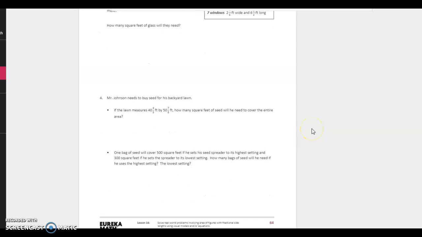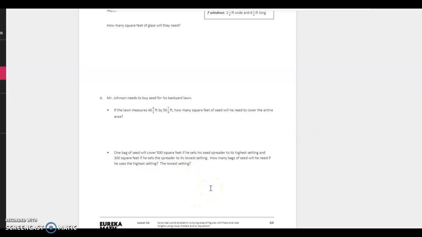Last thing, number 4, Mr. Johnson needs to buy seeds for his backyard lawn. If the lawn measures 40 4/5 feet by 50 7/8 feet, how many square feet of seed will he need to cover the entire area? Well, what do we do to find area? We're going to have to take our length times our width to figure out how much area is needed to seed. The last part down here, this is a tricky one.